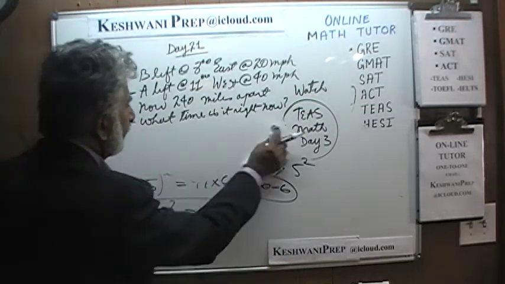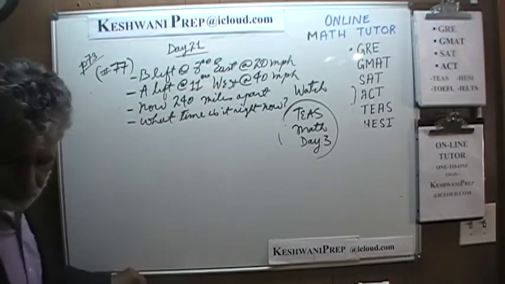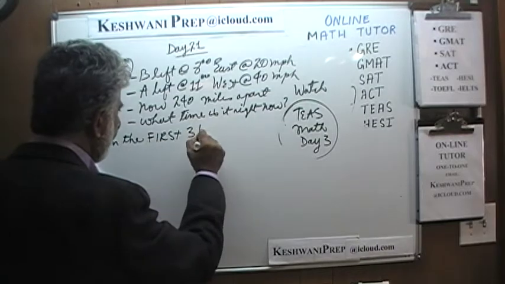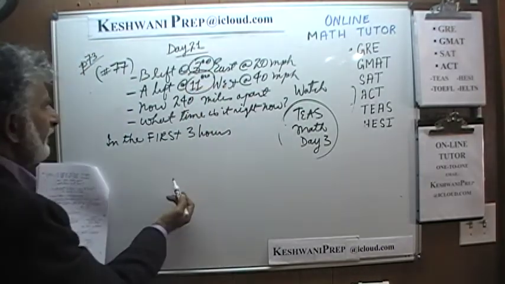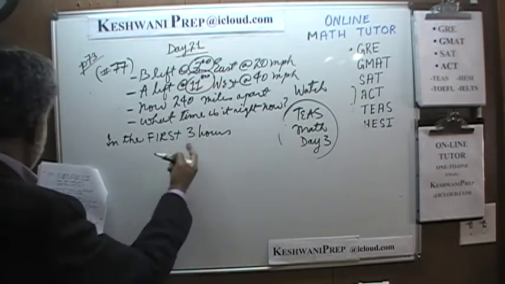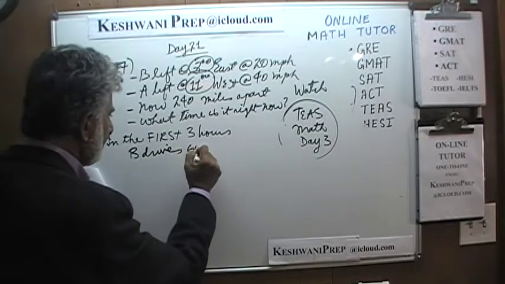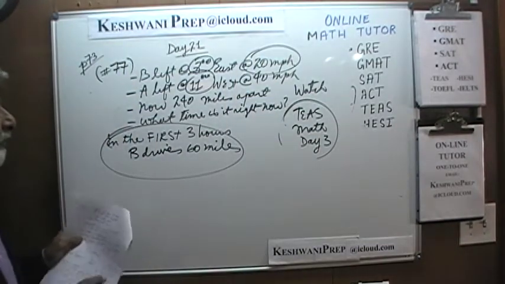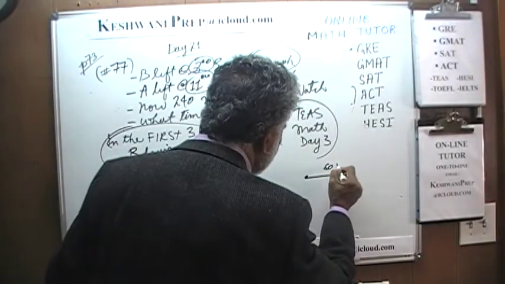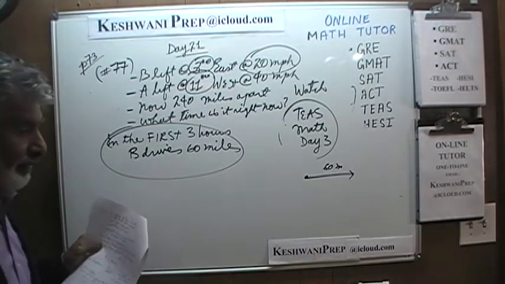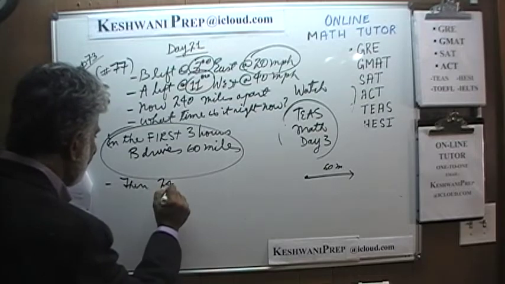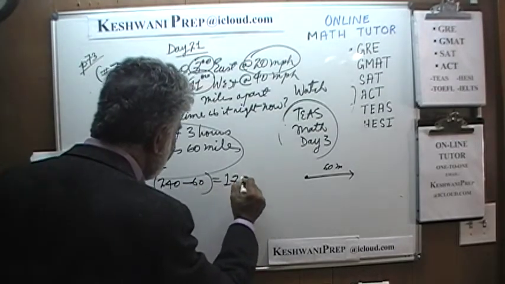Let's find out, shall we? Well, in the first 3 hours, from 8 to 11, you see B already started driving. In the first 3 hours, B drives 60 miles, because he's going 20 miles an hour. So by 11 o'clock in the morning, he has already gone 60 miles going east. It is at that time that A starts driving, which means that they have to drive 240 minus 60, 180 miles, which means they have driven 180 miles beginning with 11 o'clock in the morning. That's where the story begins.